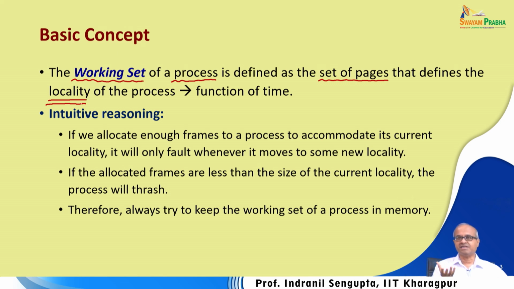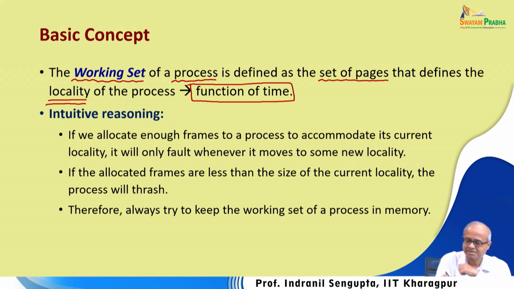So, working set is nothing but that locality that we are capturing, the set of pages that are mostly accessed by a process at a given point in time, that is defined as the working set at that point in time. So, the working set, the way we define it, is a function of time, it changes with time. So, what is the intuitive reasoning here? I am repeating, locality means the set of pages that a process is currently requiring very frequently.